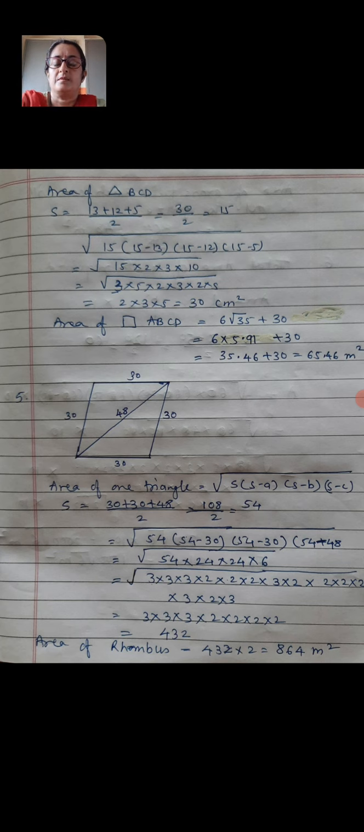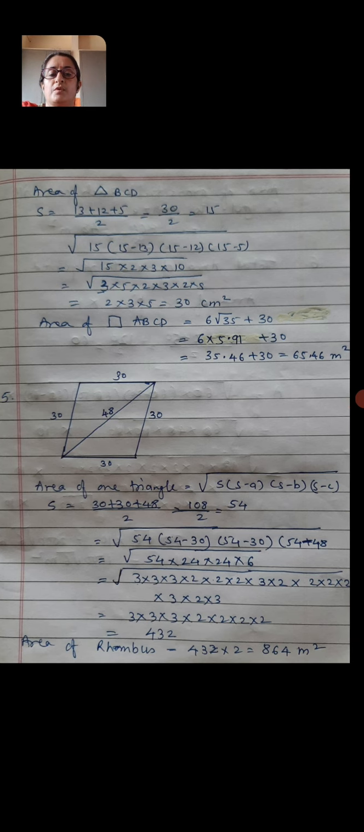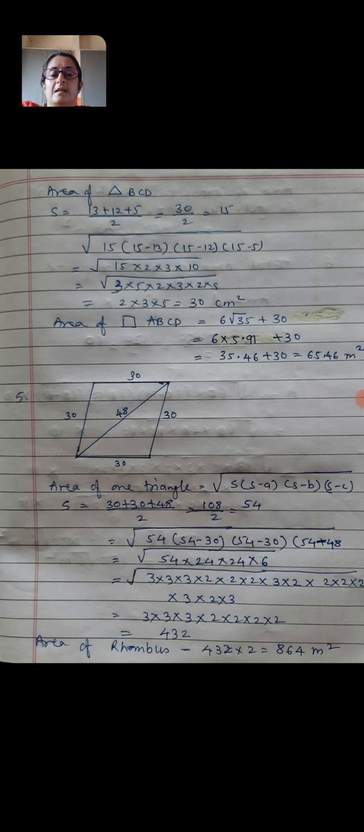And then we'll see how much each cow will get as a place to graze. So the area of the triangle, using Heron's formula. First find the semi-perimeter, that is 30 plus 30 plus 48 by 2, that gives us 54. So the area of the first triangle is 432. Multiply it by 2, that is 864 meters square, which is the area of the rhombus.